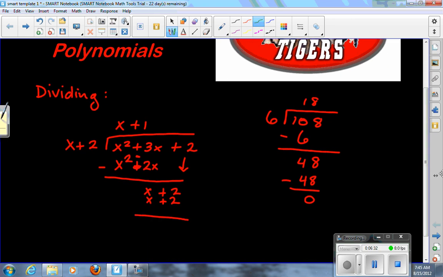Draw the line. Change all the signs. So it'll be this one and this one this time. And x minus x is nothing, 2 minus 2 is nothing, so there's no remainder, so that's it.